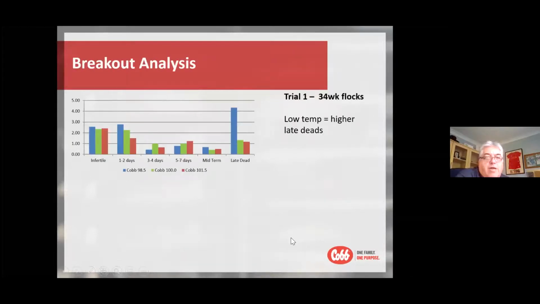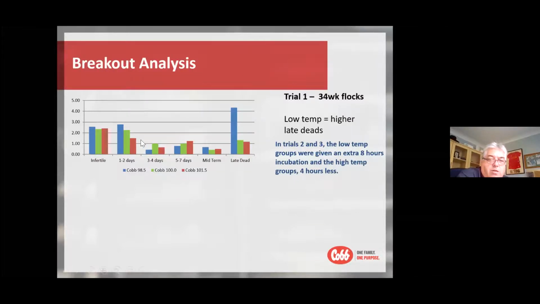When we looked at the breakouts, which is analyzing where the losses were, we did these trials, in trial 1, with a young flock, 34 weeks, and later on we used the same flock, so we monitored the effect of the age of these flocks going through the trials as well. You could see that the low temperature in the beginning was predominantly late deads. Well, actually, they weren't late deads, they were alive. They still didn't have enough incubation time.